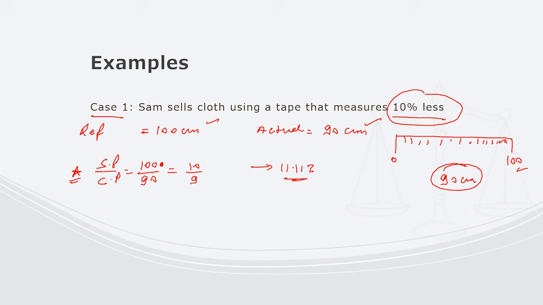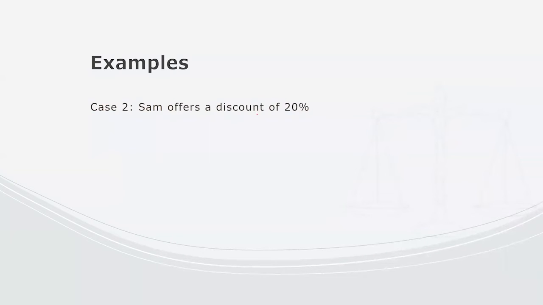Okay, so let's look at the second case. Sam offers a discount of 20%. So you have a cost of the product. Let's say suppose 1 centimeter equals 1 rupee, and you are looking at 100 centimeters for the ease of our calculation. So that will be 100 rupees. Now you are only offering a discount. There's no other condition given to you. So what are we saying? I am going to sell my 100 centimeters at 80 rupees, right?